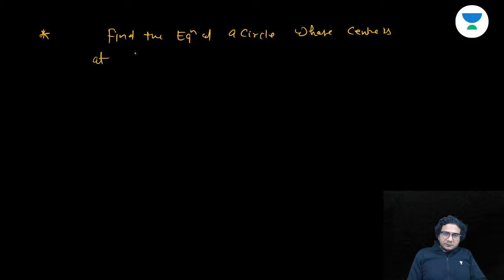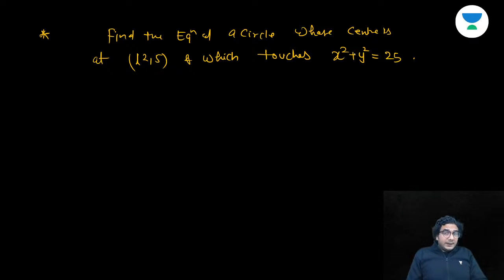Now I have a question before we move on. Now we know the equation of a circle. So find the equation of a circle whose center is at 12,5 and which touches x square plus y square is equal to 25, all right, internally and externally both.